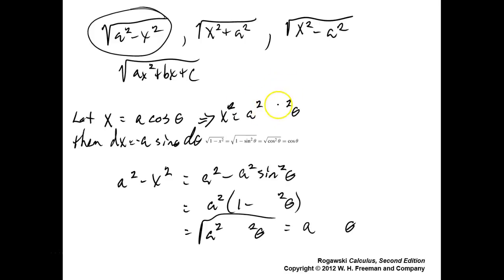Your x squared would be a squared cosine squared theta. Then your expression in the radical would be a squared minus a squared cosine squared theta. And that would be a squared times 1 minus cosine squared theta. And 1 minus cosine squared theta is sine squared theta. And you have a squared times sine squared, and the square root of that would be a sine theta. So yeah, it works just as well.